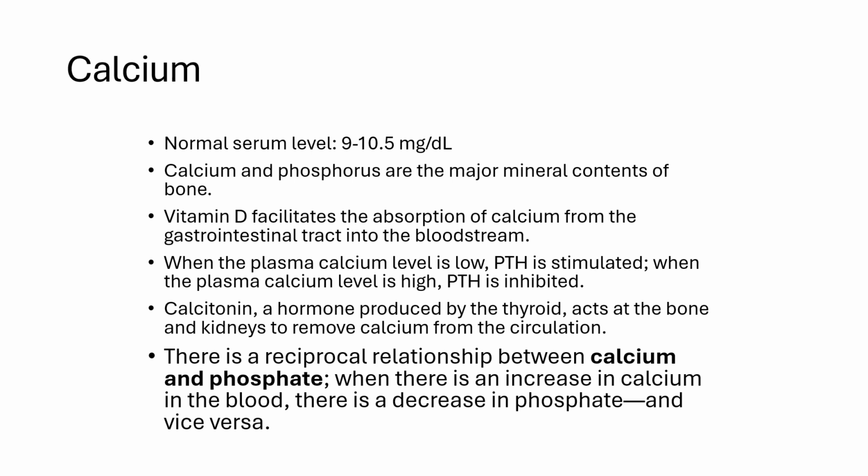Calcitonin is a hormone produced by the thyroid. It acts at the bone and kidneys to remove calcium from circulation. There is basically an opposite effect again between calcium and phosphate. So when phosphate goes down, there's an increase in calcium, and vice versa. If calcium goes up, there's a decrease in phosphate.